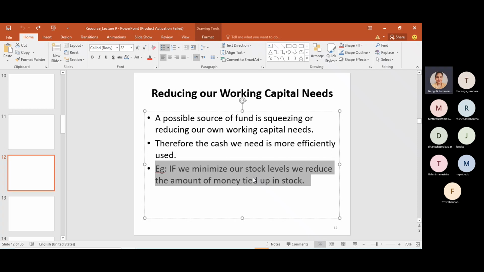lot of money, right? So if you can minimize your stock levels, and not purchase raw materials unnecessarily, but purchase only the needed amount of raw materials according to a proper plan, then those materials will not stock up unnecessarily in your inventory, right? That is prevented if we have a proper plan.